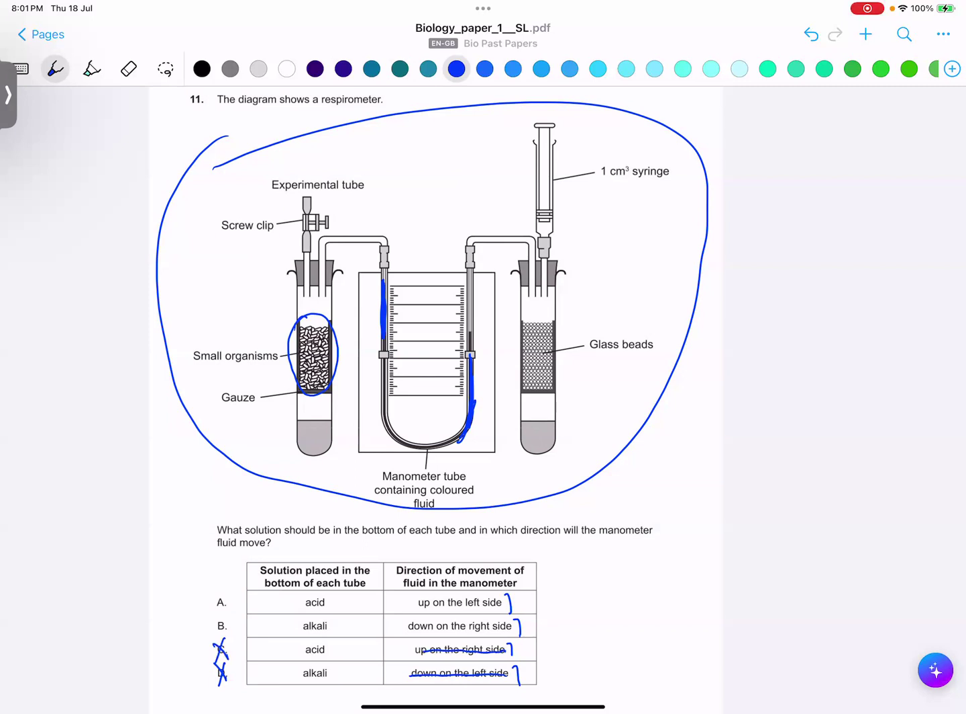So now you're left with two options, because it is true that it goes up on the left side, and it is true that it goes down on the right side, right? Now we need to know the solution placed in the bottom of each tube. We know that in this case it is alkali, because when they ask about a respirometer, always know that the conditions are alkali and not acidic in order for the organism to survive.